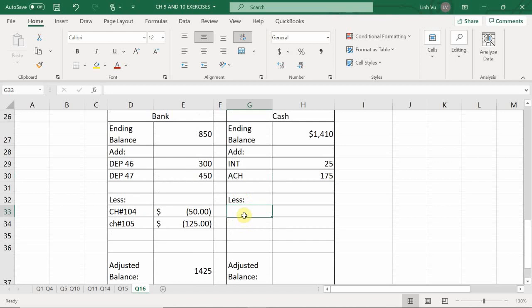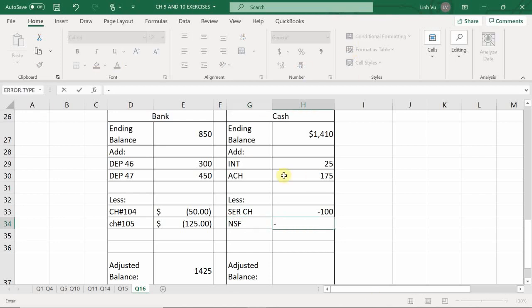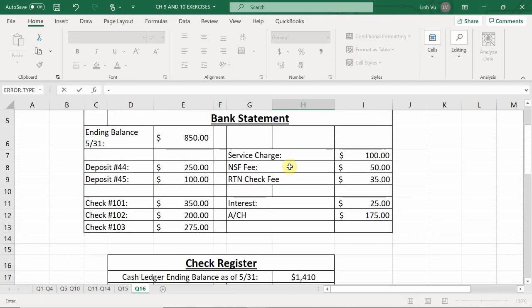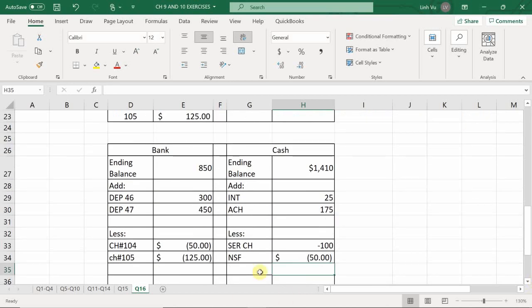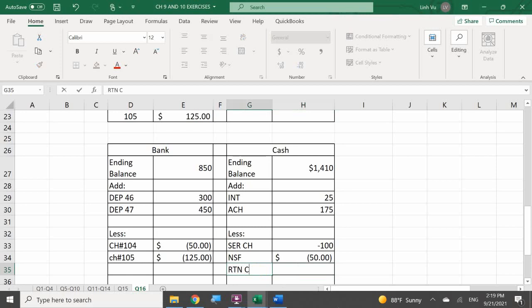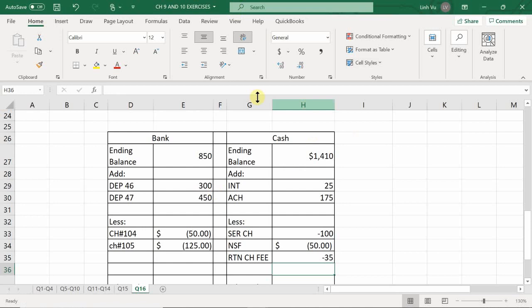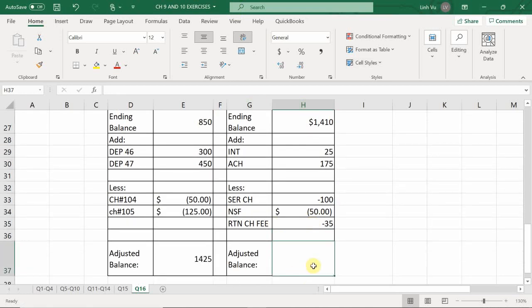Okay, so here you go. Service charge was $100. And then I got an NSF fee for, I think it was $50. NSF fee, yes, $50. And then my return check was $35. Okay, so let's go ahead and add these all up together.